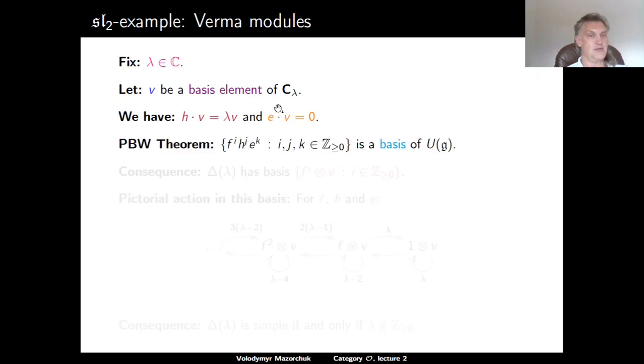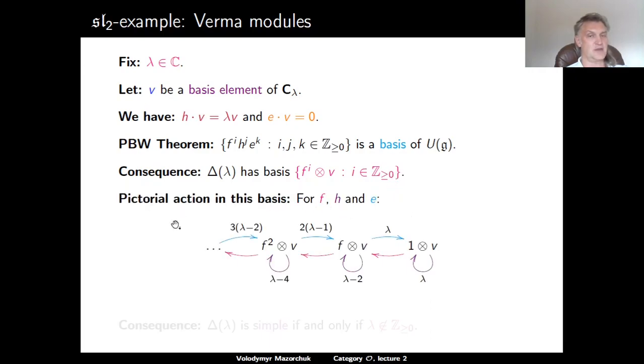Using the Poincaré-Birkhoff-Witt theorem, we know that the linear span of standard monomials of the form f to the power i, h to the power j, e to the power k is a basis of the universal enveloping algebra. Since the elements of the Borel subalgebra, h and e, can be moved over the tensor product during the induction process, it follows that the Verma module delta lambda has a basis consisting of the vectors f to the power i tensor v. V is our generator, and here i is a non-negative integer.